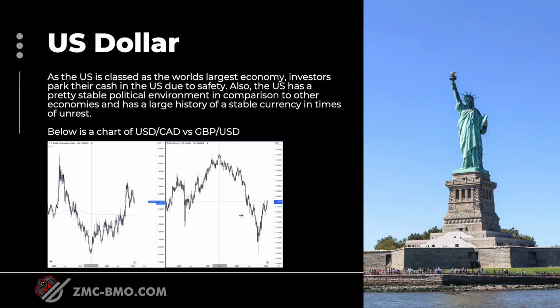Again, I wouldn't say these are correlated. Some people like to look at correlations, like, I buy USD CAD, so I want to short this pair, or if I'm buying this pair, I want to be short that pair. I don't really look at that type of correlation. It may work for some people, but personally, I just don't like looking at that. Everyone has their own trading style, but I just wanted to show that comparison here.